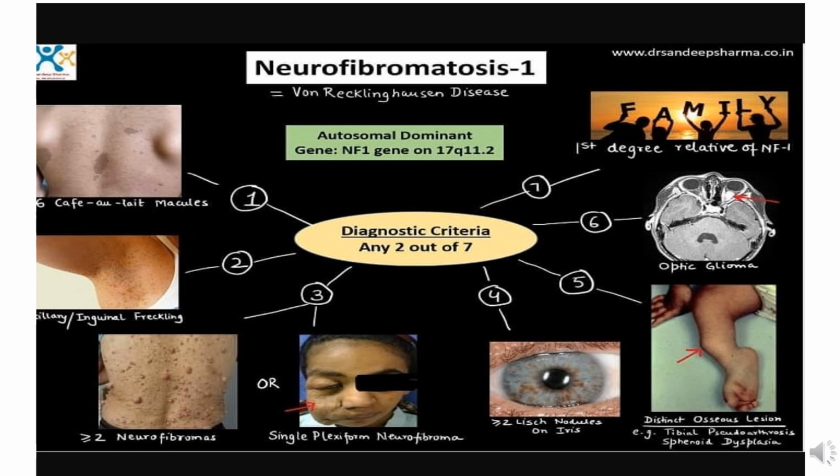So to revise, neurofibromatosis 1 had café au lait macules, axillary or inguinal freckling, which was known as Crowe's sign. It had got neurofibromas, it has got plexiform neurofibroma, lesion nodules, diffuse distinct osseous lesions. It can be tibial pseudoarthrosis or sphenoid dysplasia, optic glioma, and diagnostic criteria was first degree family relative.